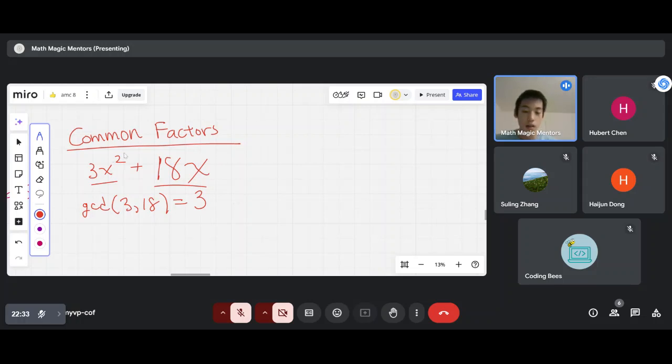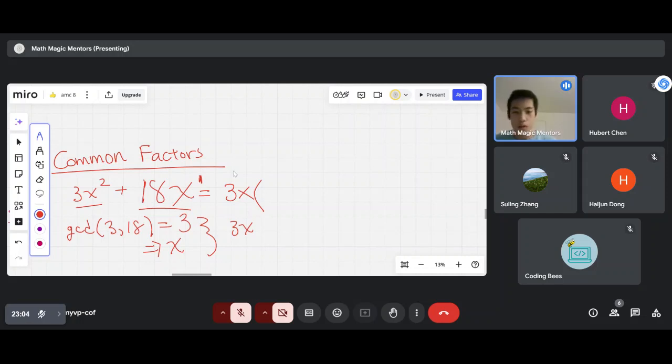And then I look at the lowest power. So what's the lowest power of x? Well, x is just x to the first, so this is just x. This is for variables. And so we can say that the greatest common factor is just 3x. So this tells us that we can factor 3x out of the expression.